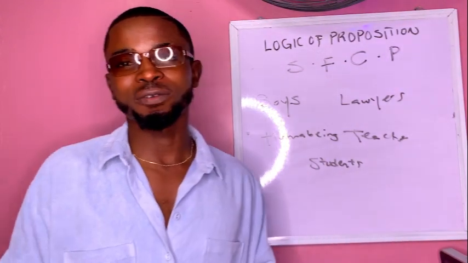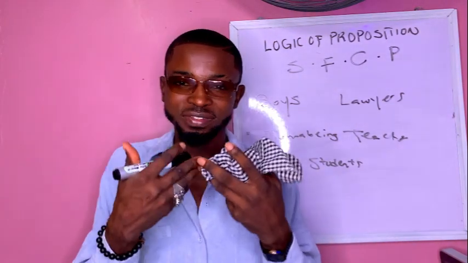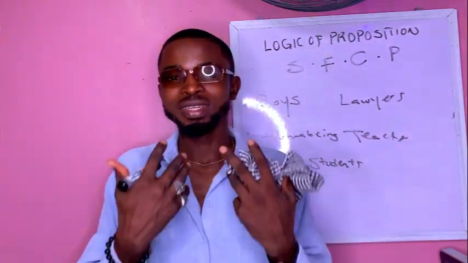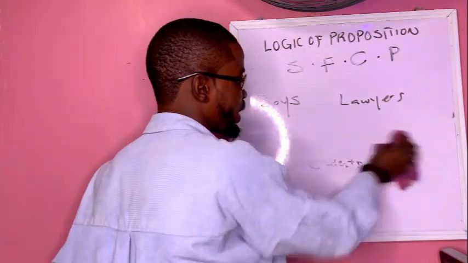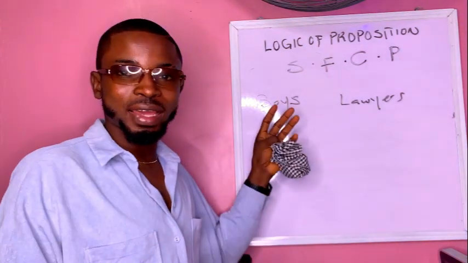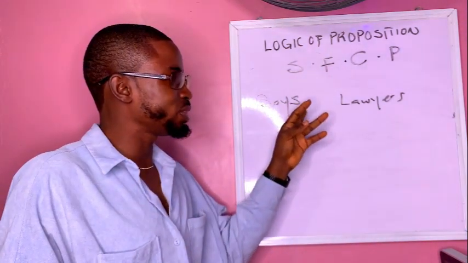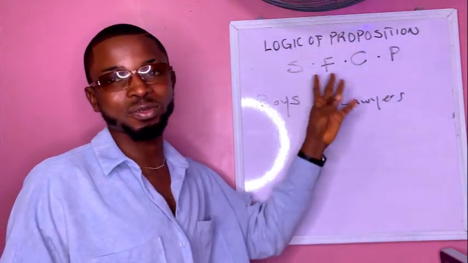So when we talk of standard form categorical propositions, they are just asserting different kinds of relationships between different classes. Let's say we want to talk about the class of boys and lawyers, and we want to use a standard form categorical proposition. Don't forget that we are asserting different kinds of relationships that can exist between boys and lawyers, the class of boys and also the class of what?